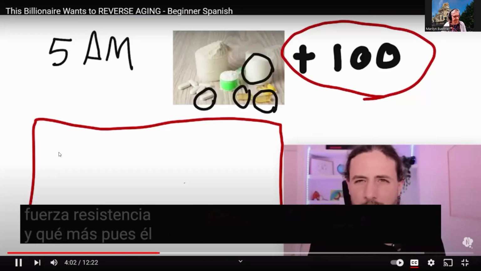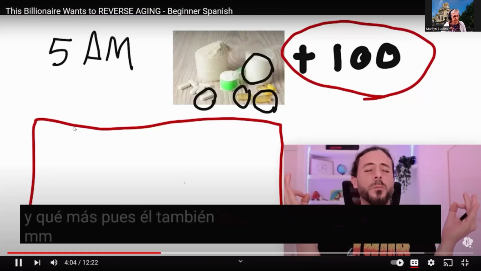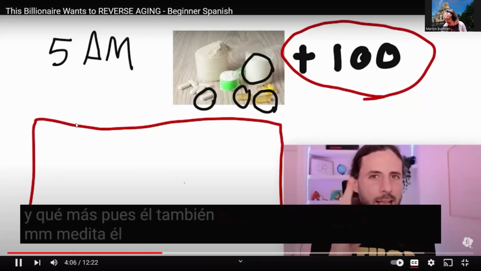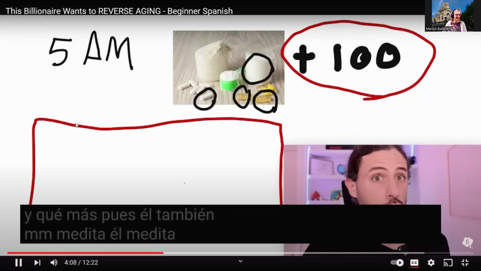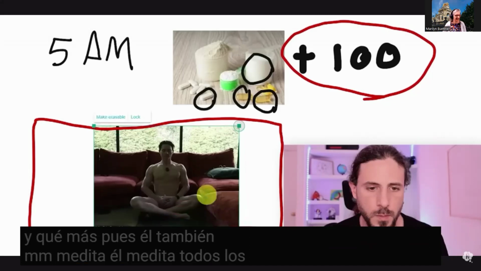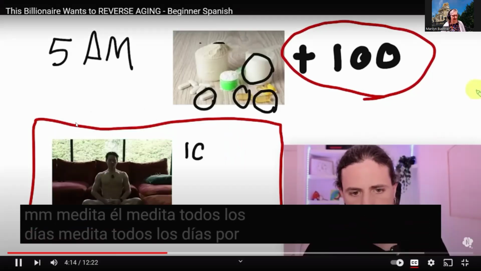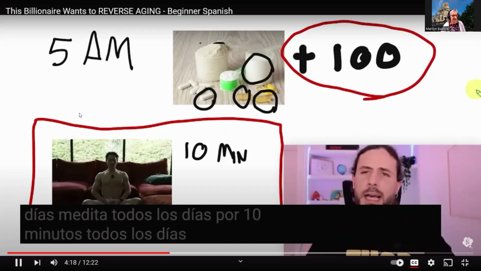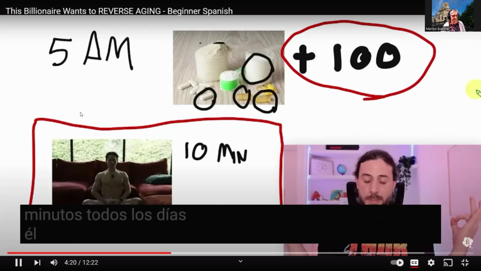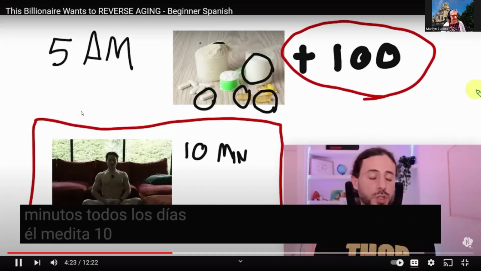Pues él también medita. He also meditates. Él medita todos los días. Medita todos los días por 10 minutos. He meditates for 10 minutes every day. Él medita 10 minutos.